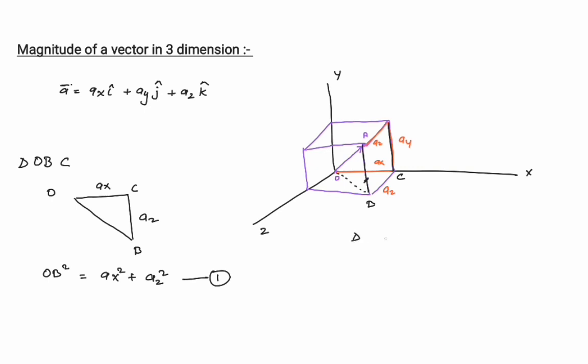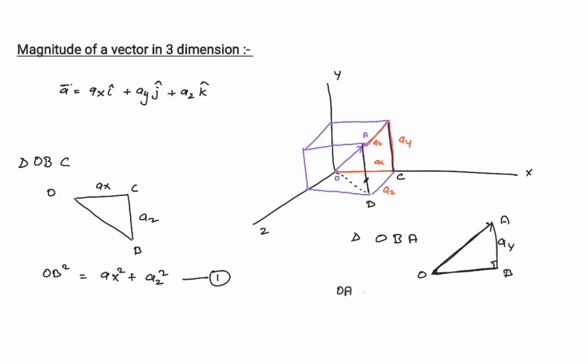Now look at a triangle OBA. This is O, this is B, this is A. This is a 90 degree. We have already calculated the OB. Now, what is the value of AB? This is going to be AY. This is a given vector whose magnitude we need to calculate.